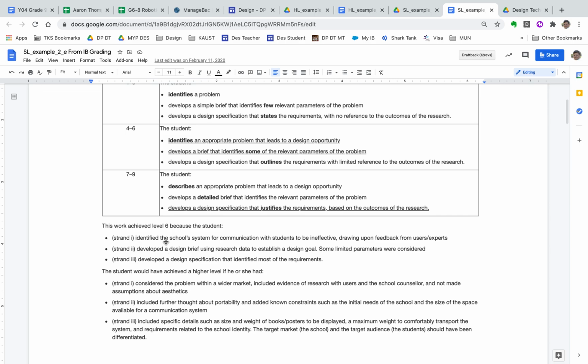And honestly, if you look at the examples that the IB has provided us and the guidance, you can see that one of the most important things is involving the users, understanding their needs by interviewing them, surveying them, questionnaires, that sort of thing. If you're not doing that, you're not going to score in the higher bands. Okay, thanks.